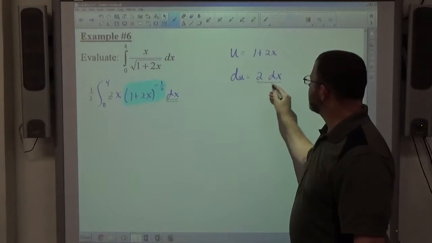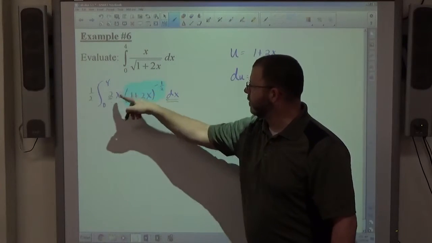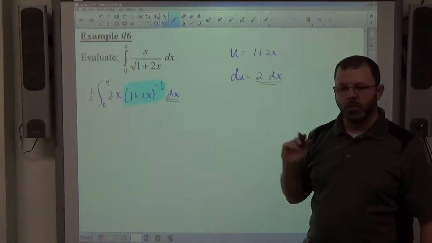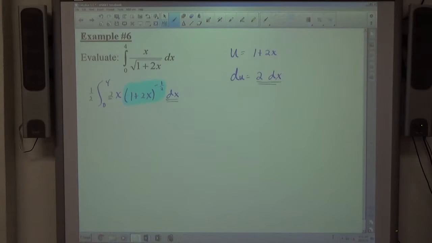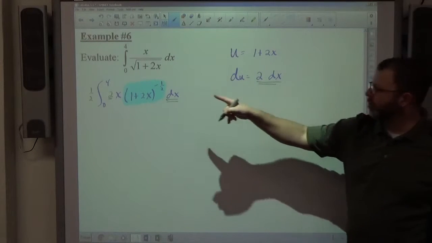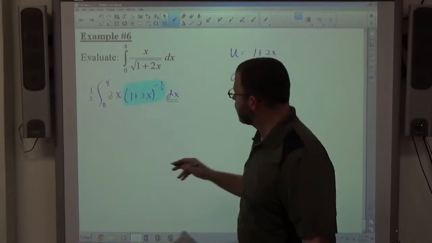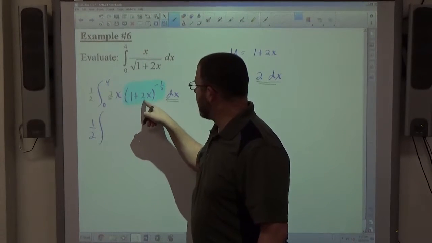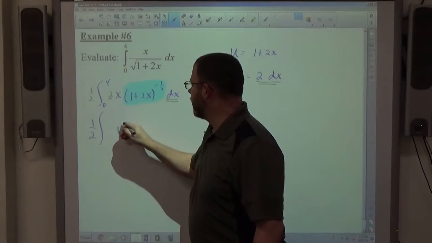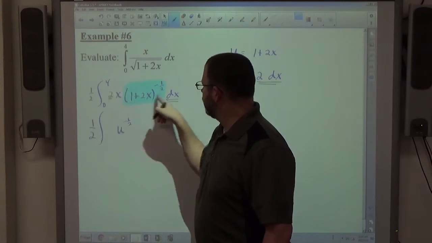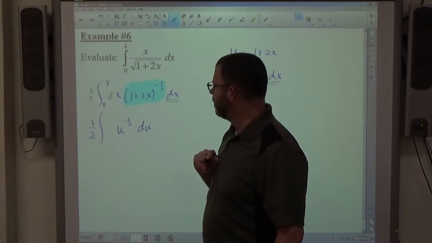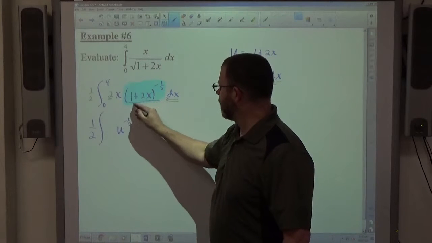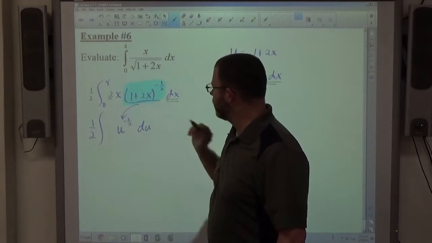So 2 dx is du. So right there is du. Right here is u to the negative half power. All right. What's the problem? If I change this to u, well, let's just do this. We'll see what the problem is. 1/2, and we'll keep that blank for now. 1 plus 2x to the negative 1/2 becomes u to the negative half power, right? And 2 dx is du, right? What else goes in there? So this right here is that, and this right here is that.